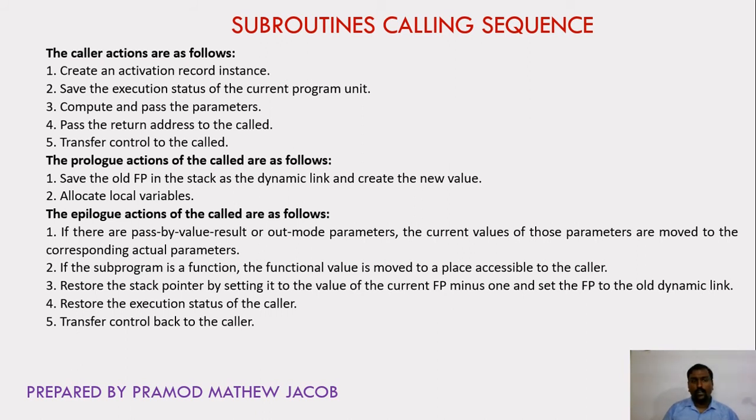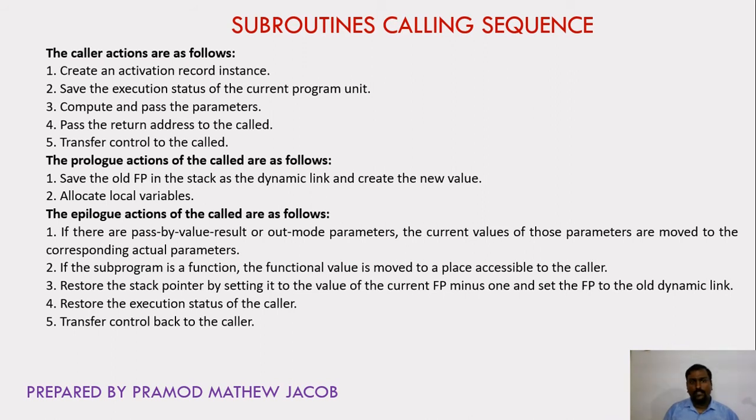Then the prologue actions of the called are as follows. Save the old frame pointer in the stack as the dynamic link and create the new value. Why we are storing this old FP is, after execution of the subroutine, the control should be given back to this frame pointer so that the execution will resume from that point. The second step is to allocate the local variables.